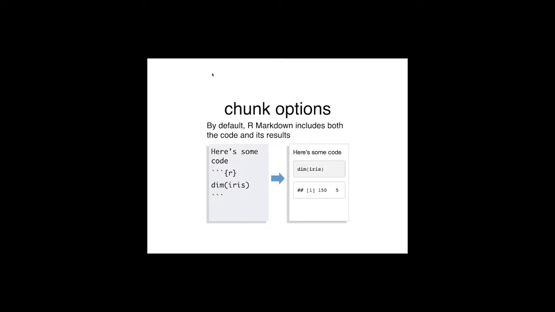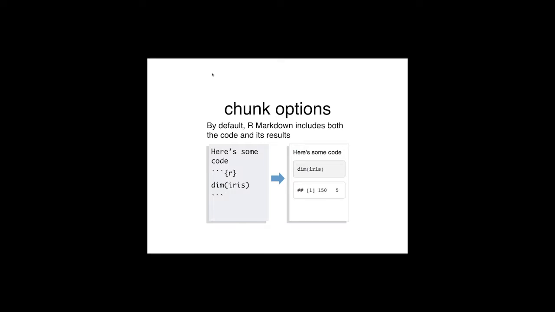But we also have some code options, or these chunk options, of how to display the code. Now, by default, when you knit your report, you've got a code chunk, and it will both include the code chunk and include the results. So you can see here, we've got some code that's in text, outside of the code chunk, so it's just shown as text, right? And then we've got a code chunk, and it shows us the code, right?